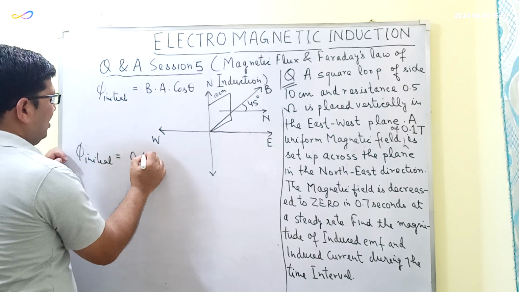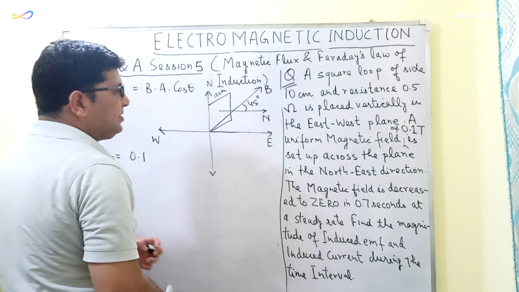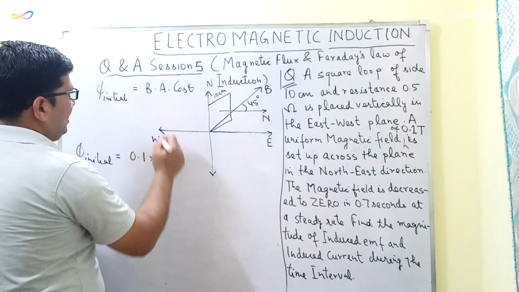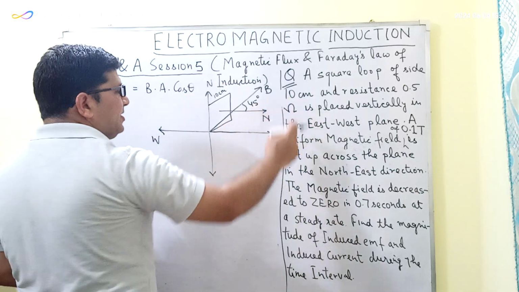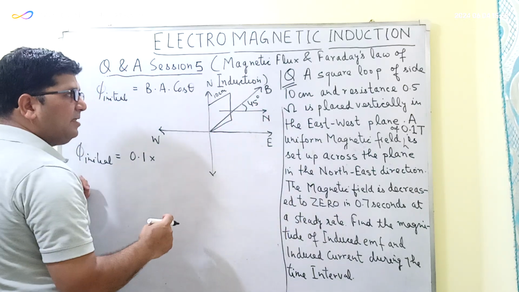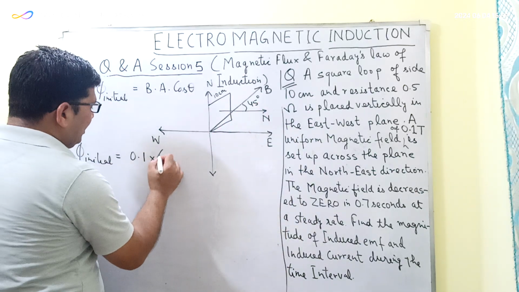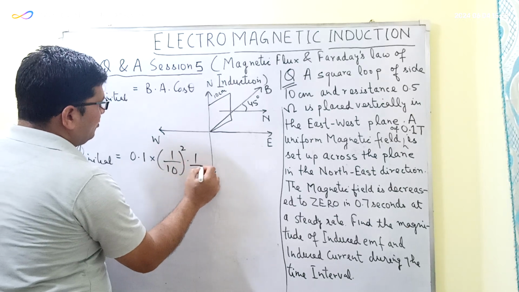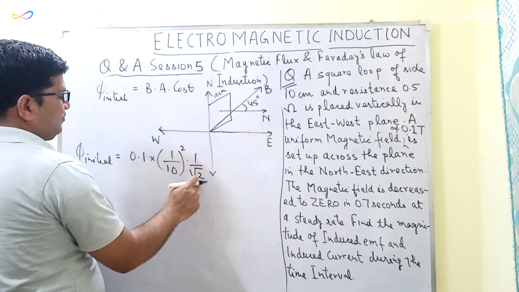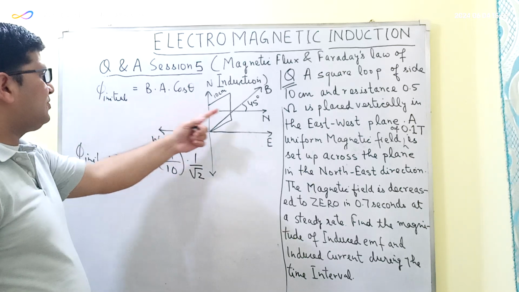will be equal to the magnetic field, which is 0.1 Tesla. The area of the square will be equal to this. I have to convert it into meters, so this will be equal to 1 by 10 meter into 1 by 10 meter. The area will be equal to 1 by 10 whole square into 1 by root 2, where this 1 by root 2 is the value of cos theta, because theta is equal to 45 degree.